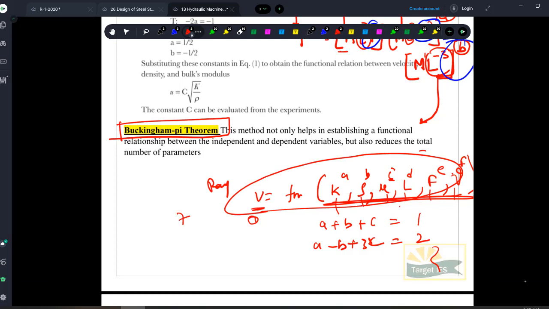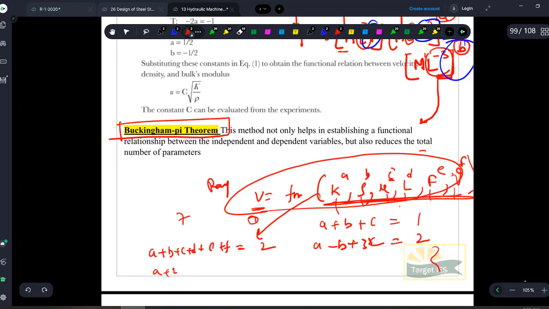It will be very difficult to solve using Rayleigh's method. What will it become? a + b + c + d + e + f = some 2. a + 2b - 3c + 2d + 2f, something like that, = some 1. I'm giving a rough example. I hope you are understanding the concept. As more variables and more powers are involved, it gets very complex.